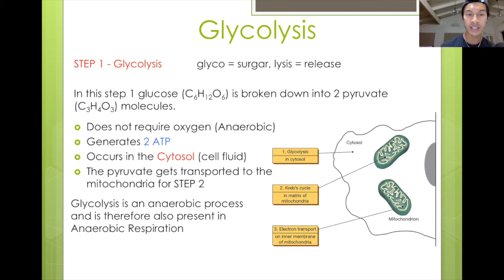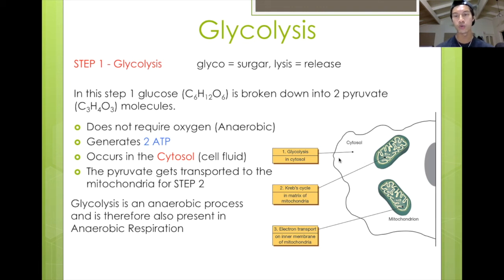It produces 2 ATP, so keep track of the number of ATP being produced. It produces 2 ATP, and it occurs in the cytosol, which is the cell fluid, not the mitochondria. The pyruvate then gets transported into the mitochondria for step 2. You can see in the diagram there, it occurs in the cytosol.